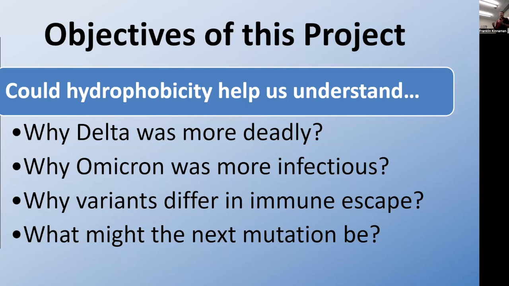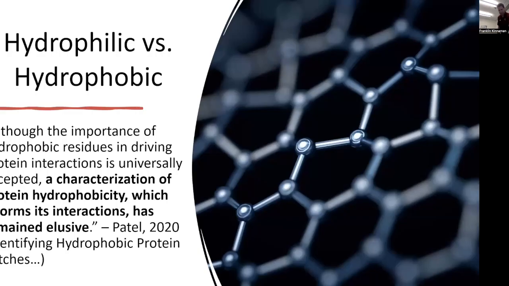What allowed different variants to have differing immune escape values? And then also even start to think about, could we predict what the next mutations might be? And then even thinking about what vaccines might be necessary to counter those new mutations. So those are some of the things I was hoping to investigate along the way.